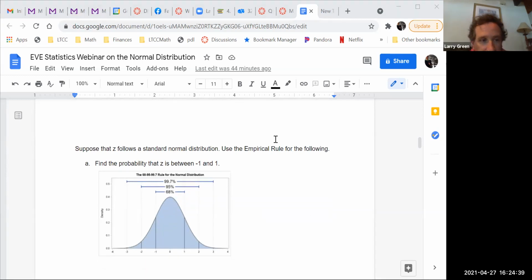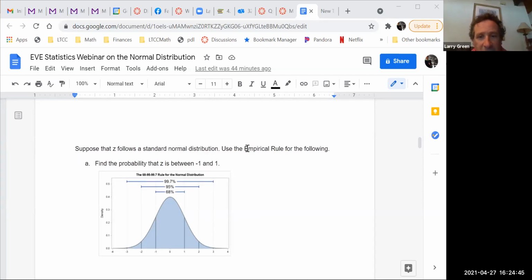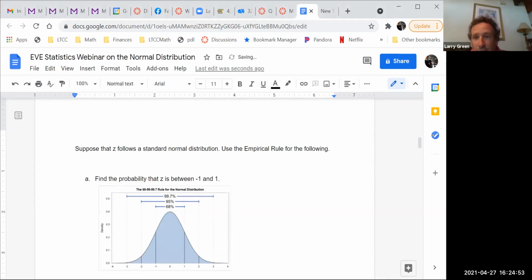So here's the example. Suppose x follows a standard normal distribution. Use the empirical rule for the following. I want to mention something, and this is important. Here's something you are responsible for. If it follows a standard normal distribution and it's z, then I'm going to write z. Do you remember the symbol we used last time to talk about follows a distribution? The hint is it's on your keyboard, and most of you didn't know the name for it. Yeah, that was a tilde.